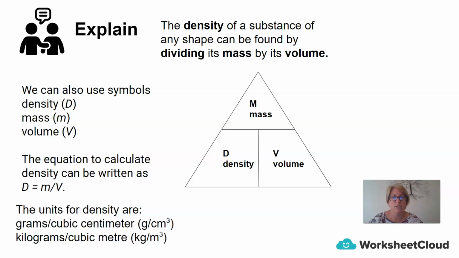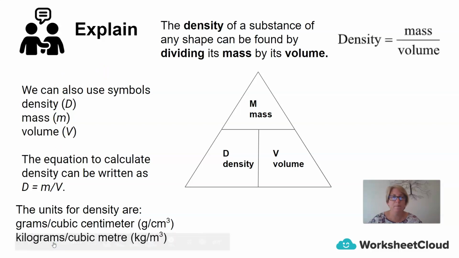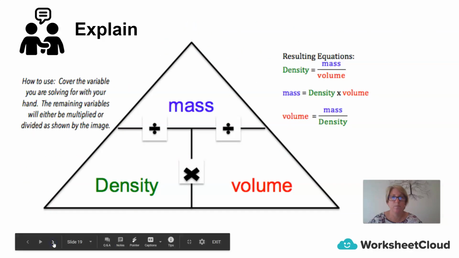And if we look at what units are used for mass and what units are used for volume, we can work out that density is either going to be measured in grams per cubic centimeter or kilograms per cubic meter. So how does this magic triangle work that we have in front of us? So remember that density equals mass over volume.